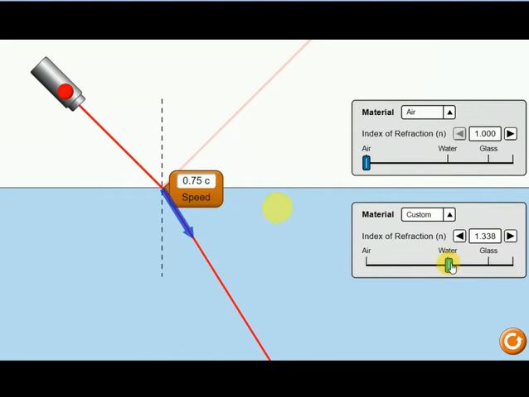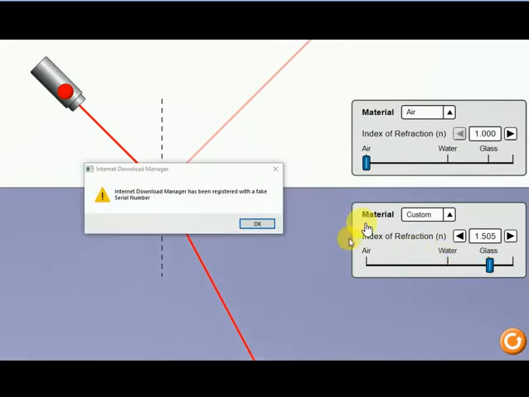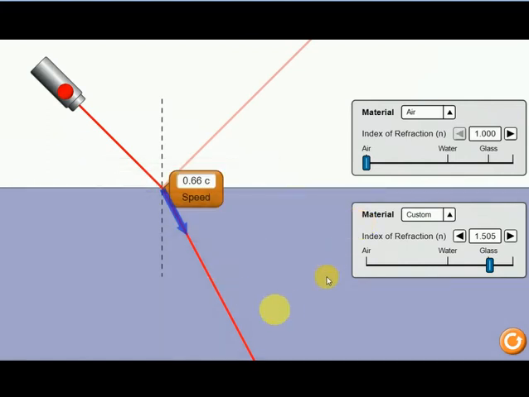Now here you can observe as we have changed the material, the speed of light decreases in the second medium, which was water, and hence it moves towards the normal. This is a ray of light going from water to glass, you can observe that the speed of light is now much smaller compared to the previous one, and hence it moved towards the normal.